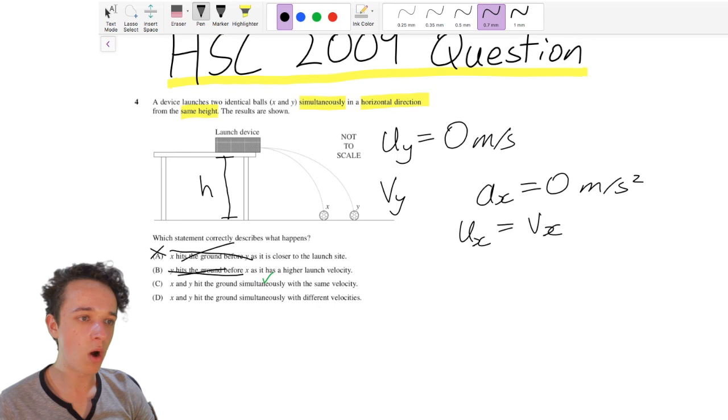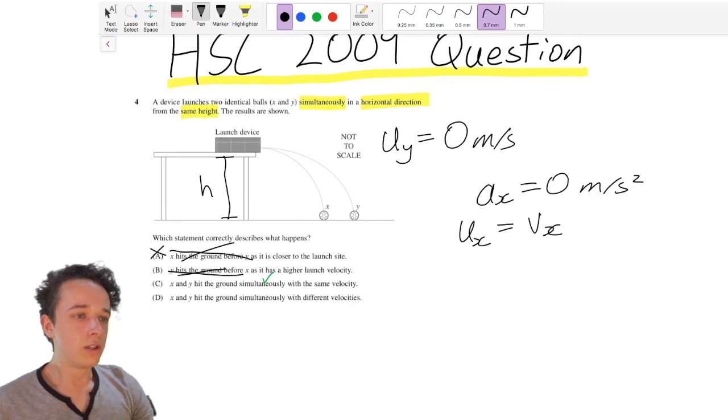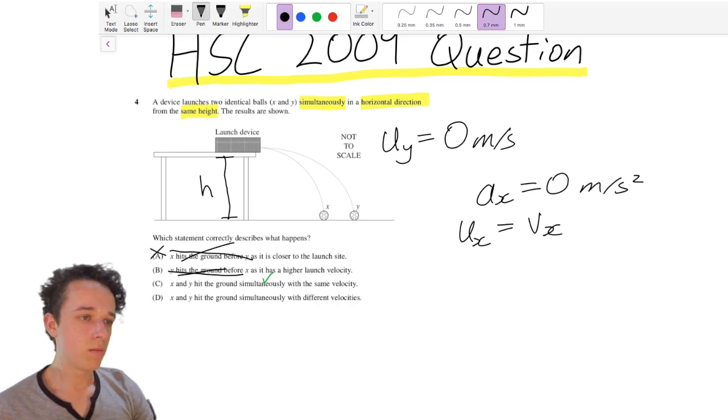And Ux of Y is going to be greater than Ux of X, right? So Ux of Y is greater than Ux of X. And that's just representing the different launch velocities. So the velocity that Y hits the ground with will be greater because of the greater X velocity, and the velocity that the X projectile hits with will be smaller. So although they do hit the ground simultaneously, it is not with the same velocity.